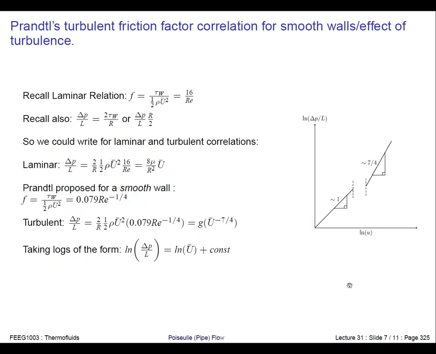So when we start looking at turbulent flow, we find that there's a very different relationship. We show this with this slide. This is our relationship for laminar flow that we've worked out, and this is our fundamental relationship between pressure drop per unit length and the wall shear.